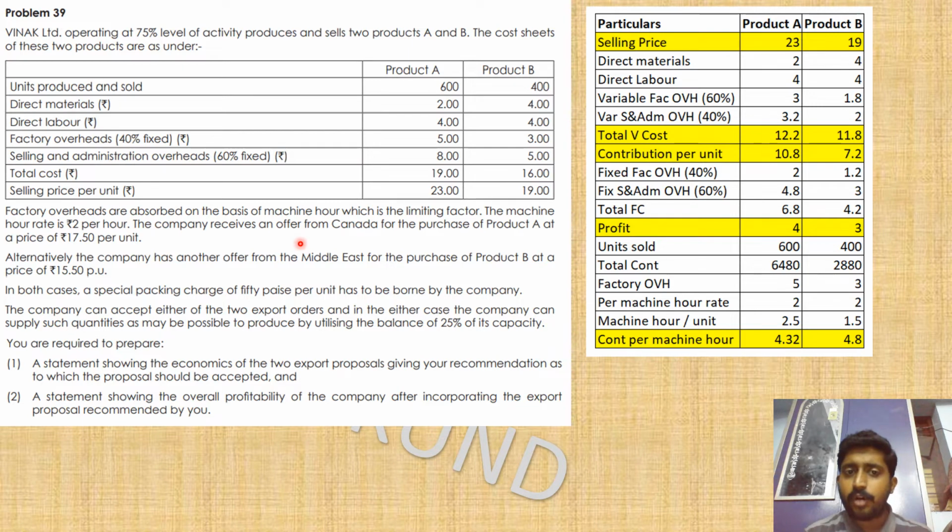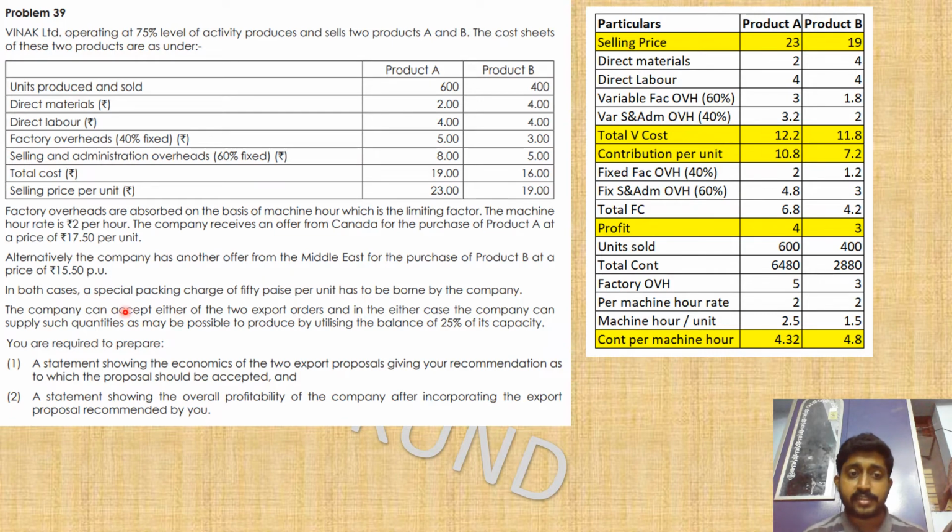The company receives an offer from Canada for the purchase of product A at a price of 17.5. Product A currently you are selling at 23 rupees, but Canada has given you some offer. 17.5 rupees is their rate. So it is lower than our current selling price. Alternatively, the company has another offer from the Middle East for the purchase of product B. This time it is product B from the Middle East at a price of 15.5. Currently you are selling at 19 rupees, maybe for the domestic market or the export one. 19 rupees is your current selling price, but you have got an offer from the Middle East for 15.5 only. Let's see if it is viable or not.